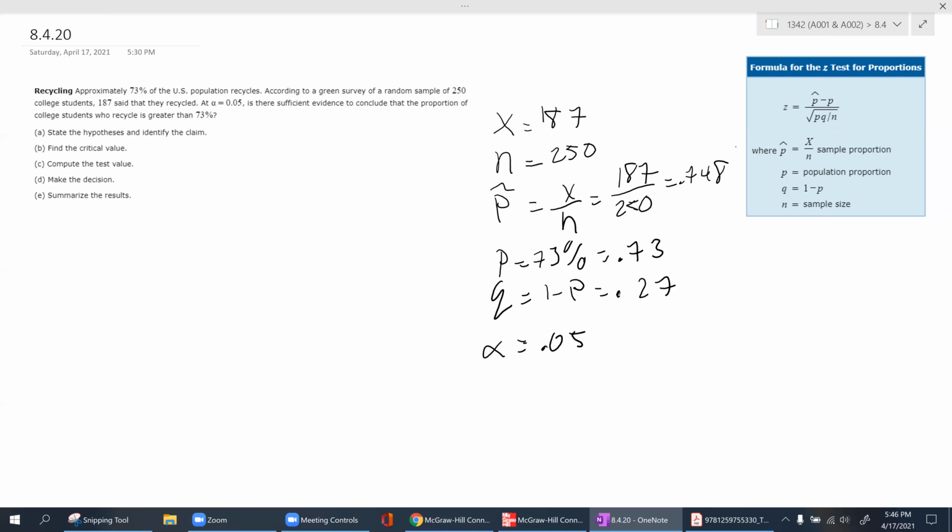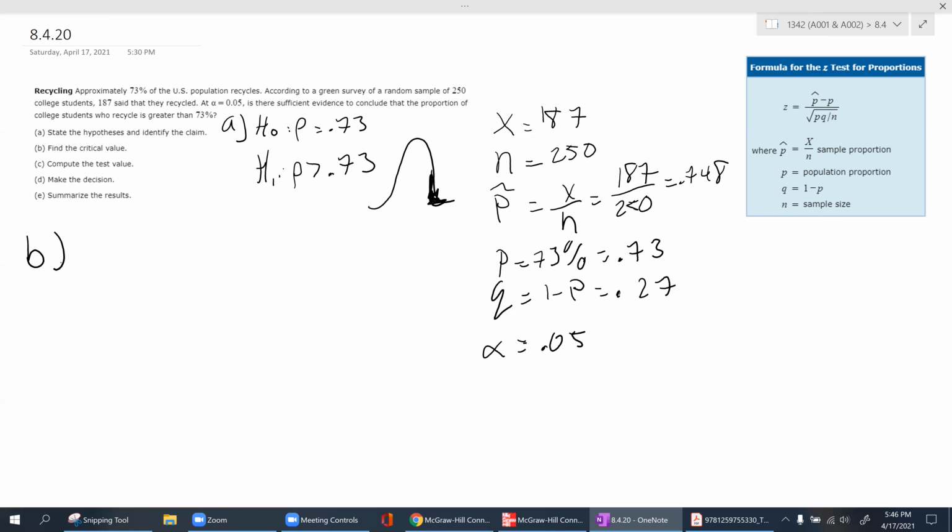Let's go ahead and state my hypotheses. My alternate: is there sufficient evidence to conclude that the proportion of college students who recycle is greater than that? So yes, it's going to be my proportion greater than 0.73. So I know I'm going to be dealing with a one-tail test, specifically to the right.